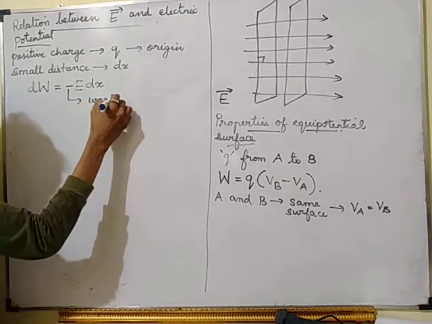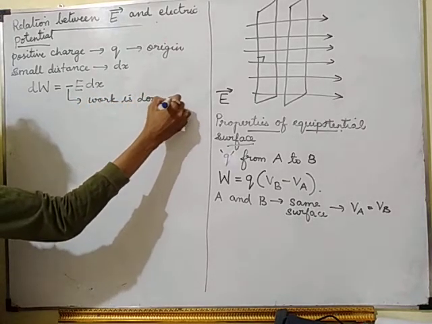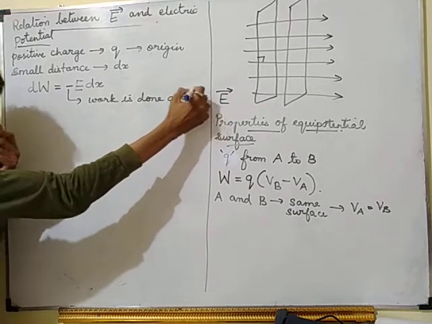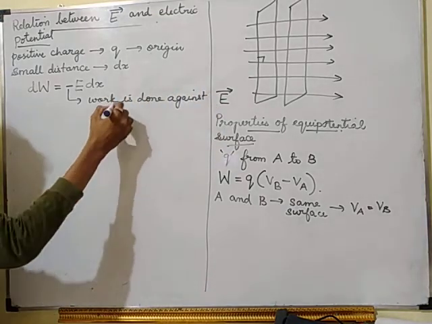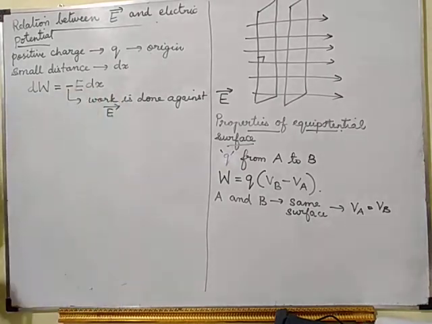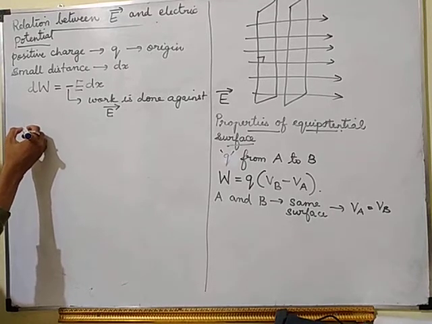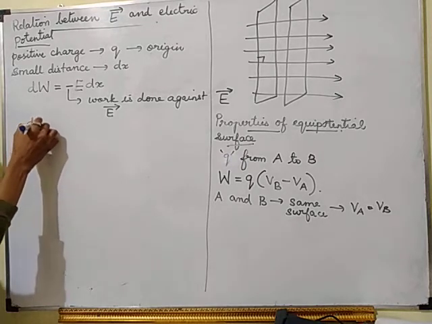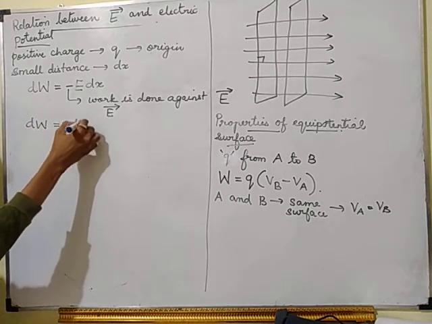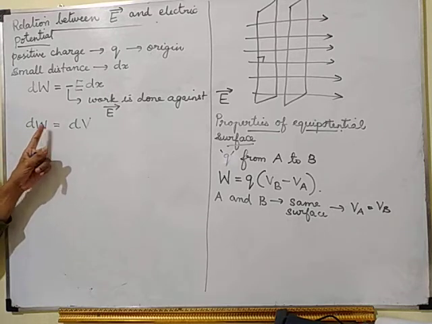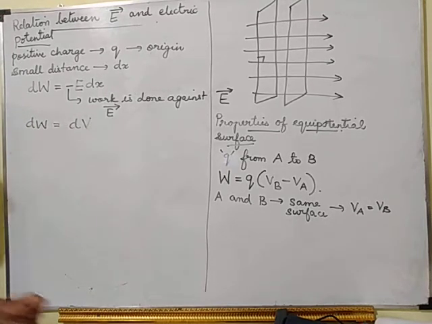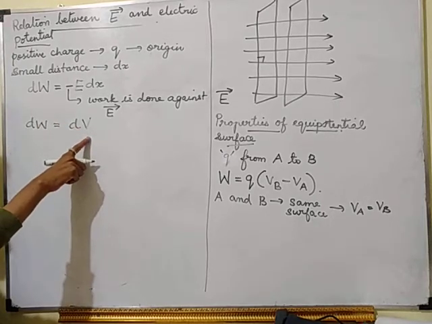It means that work is done against the electric field. Now the work done is equal to the potential difference. dW is equal to dV. Why are we writing work done is equal to potential difference? Only if we have the potential can we do the work.